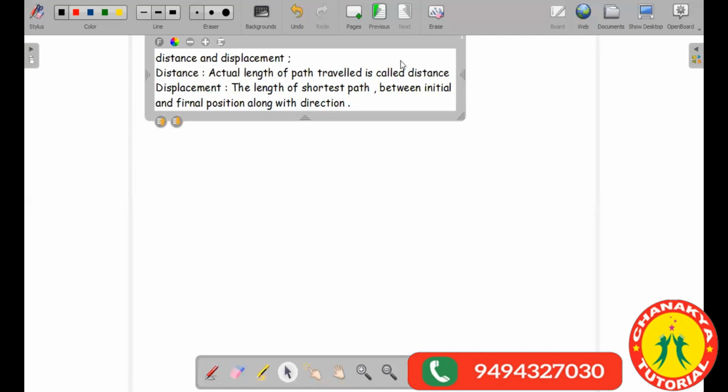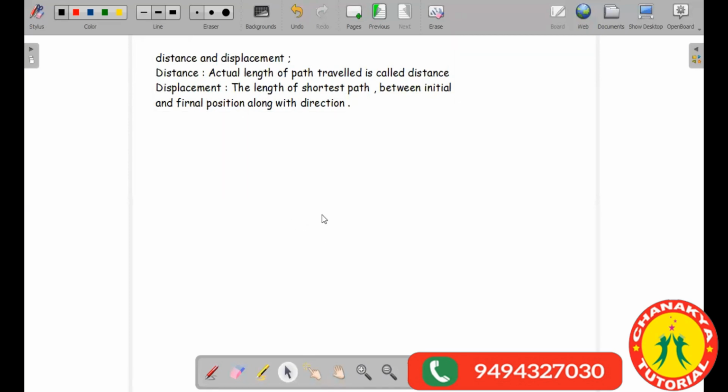Now let us see the displacement and distance and describe them. As both the distance and displacement are lengths, their SI unit will be meter. If you find out the SI unit of any of them, you will get meter for distance also and for displacement also. But in displacement, there will be direction. When we say direction, it can be represented as north, south, east, and west.